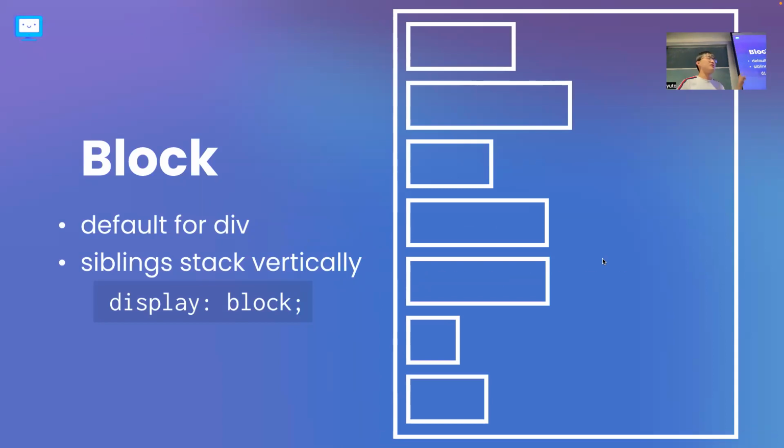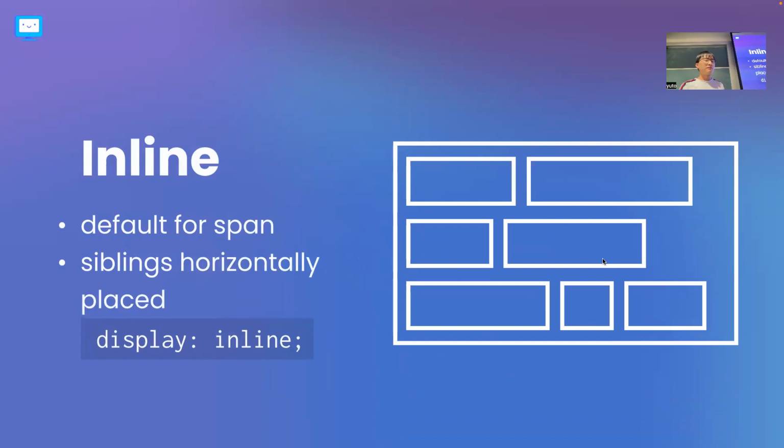And what block does is it lays the elements out vertically. So the siblings stack vertically. That's important. They don't go side by side. They go vertically. Now you can set the display CSS property to inline. So that's what this does. And now all the siblings are horizontally placed. This is the default for span. So if you use a span element, the siblings are going to be side by side.